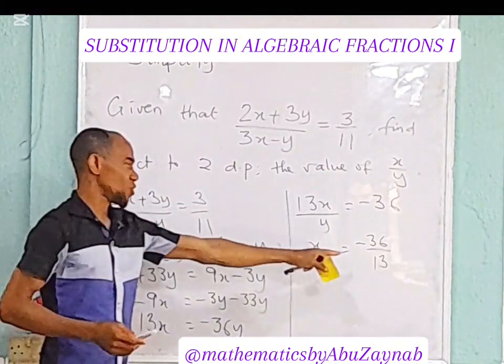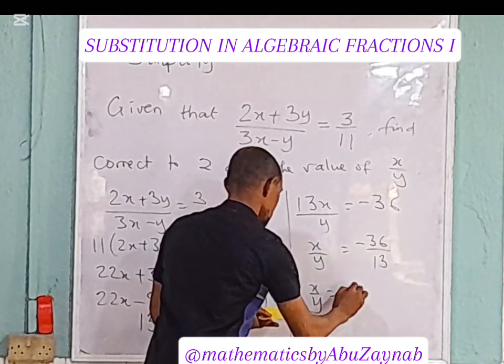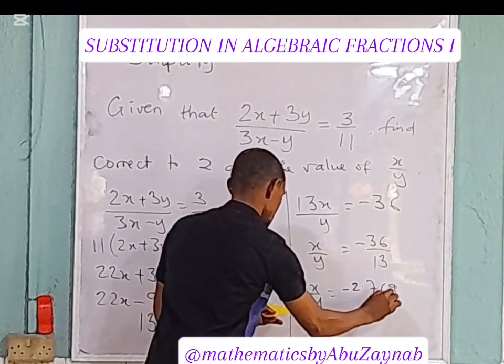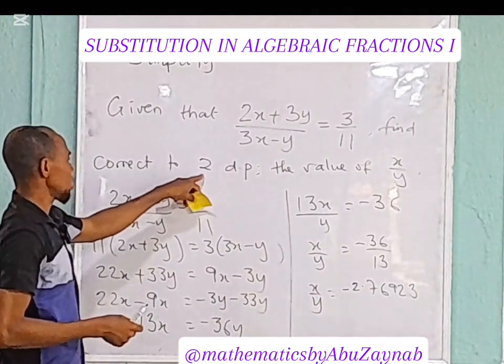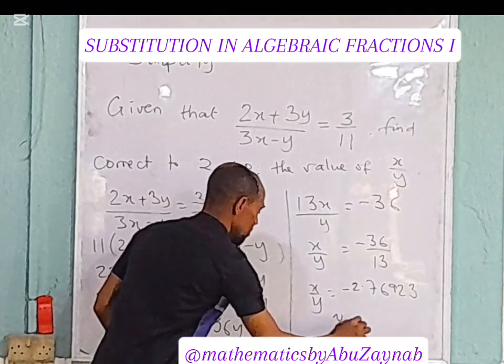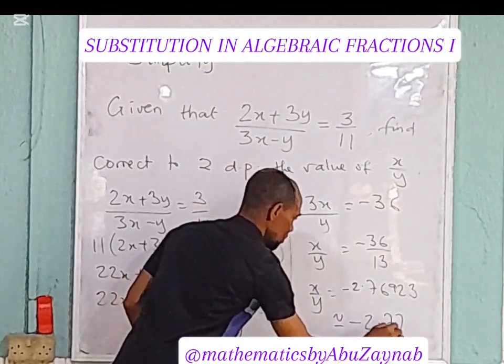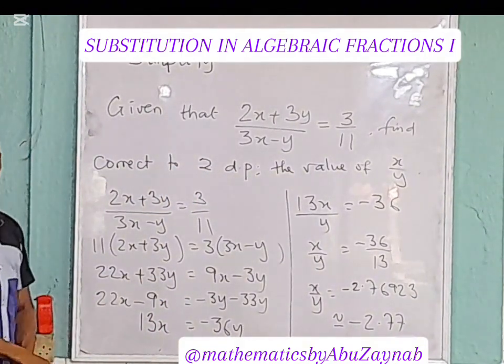That means we must compute this. And in doing that, we're going to have x over y being minus 2.76923. But because of the instruction that we must leave it to this degree of accuracy, don't forget that, that will be approximately minus 2.77. And that exactly is how that also plays out.